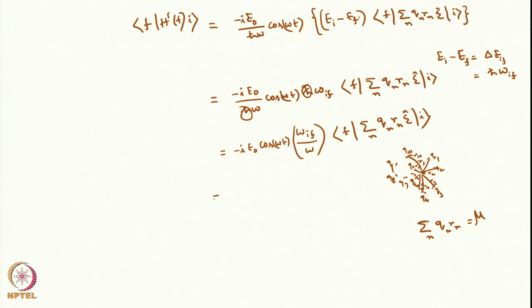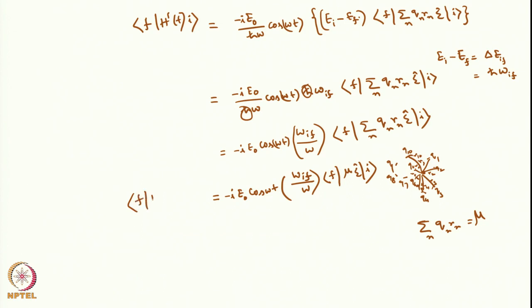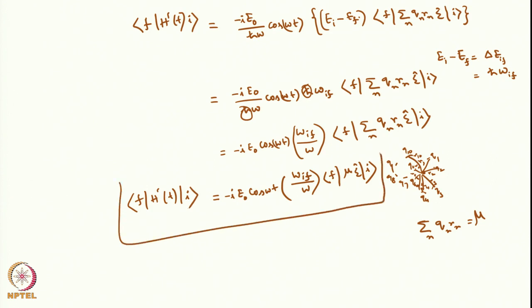So that is nothing but equal to minus i E naught cos omega t omega i f by omega, f mu epsilon i. Now what is mu dot epsilon? Mu epsilon simply means that mu has to have a dot product along the epsilon, that is the electric field vector. So that is given by this equation.